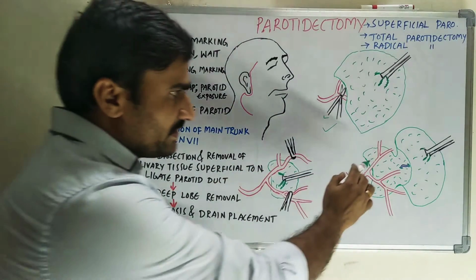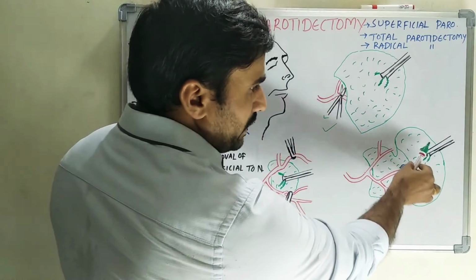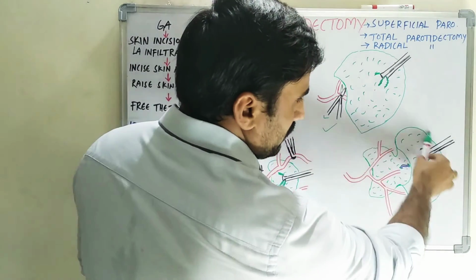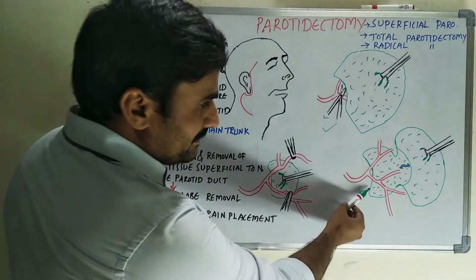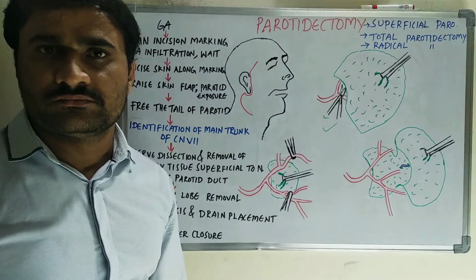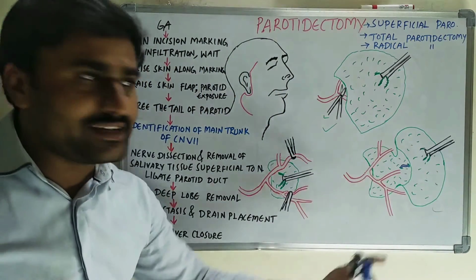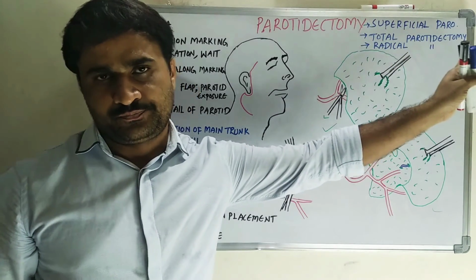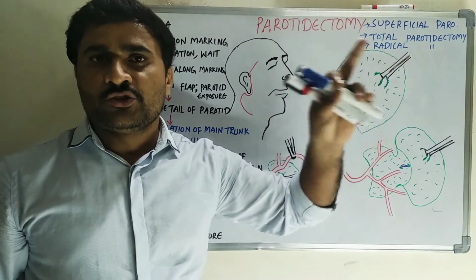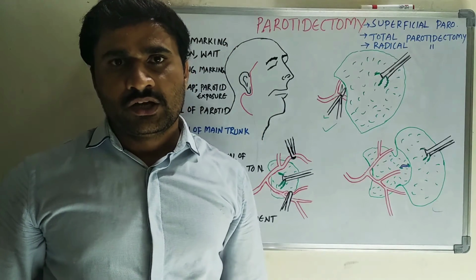Once you identify the parotid duct, you have to ligate that and cut that, and you will remove this superficial lobe, and this one is nothing but the deep lobe of the parotid gland, right? So you have to remove this one, the superficial lobe. That is the superficial parotidectomy. That is indicated for tumors involving the superficial lobe only, right?